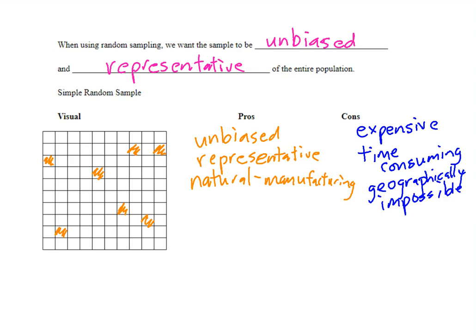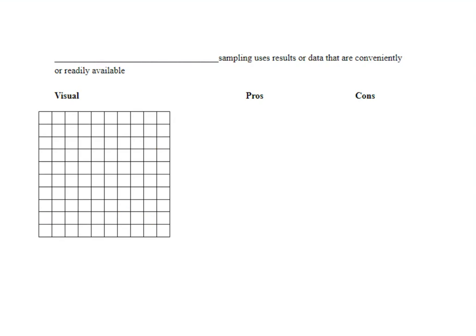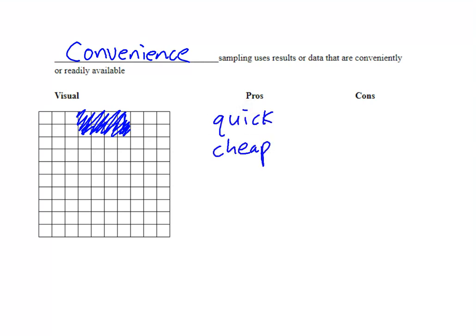So another type of simple random sample that we use is one called convenience. Convenience sampling uses results or data that are conveniently or readily available. It's almost like picking just, well, these people are close by, so that's who I'm going to sample from. The pros of this are that it's quick and cheap. But this can show bias.